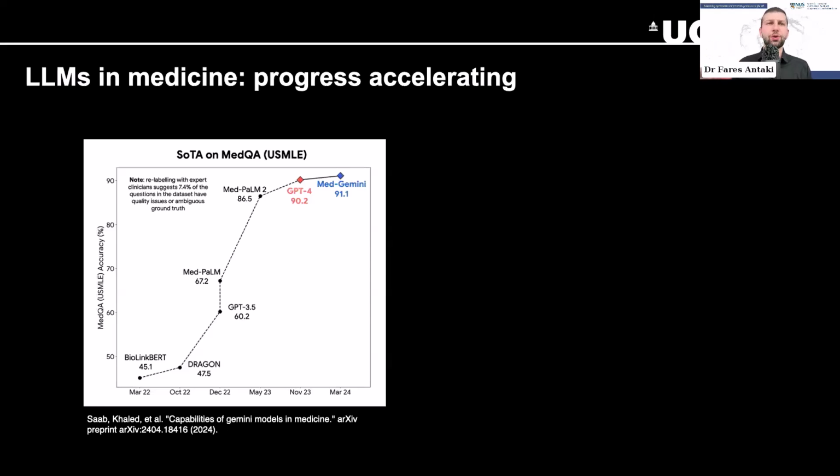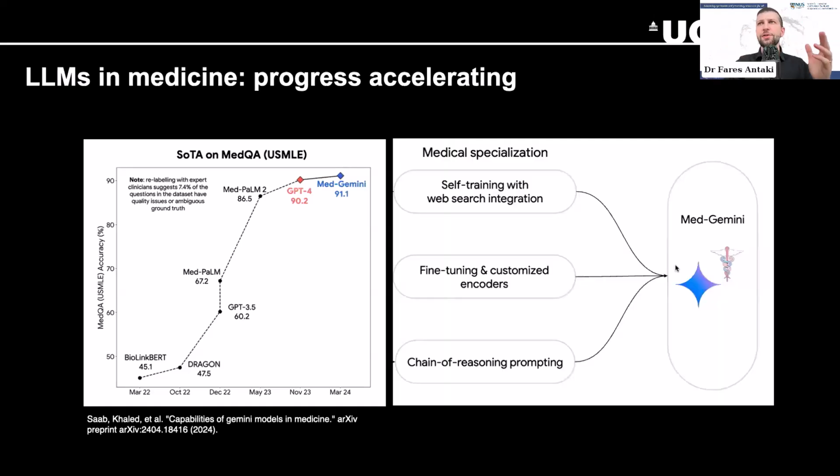Med-Gemini at 91.1. Now, when we talk about all those different models, they're not always completely new models. Sometimes you take general models, like in the case of Med-Gemini that was published very recently, but then you have to make adaptations and specialize them to medicine. And the way they created Med-Gemini is by including things like self-training with web search integration. So the model would search on the internet and improve itself. It would be fine-tuned, so adapted to the domain of medicine, and then they would instruct the model to do chain of reasoning, so to think about its answers before it answers.